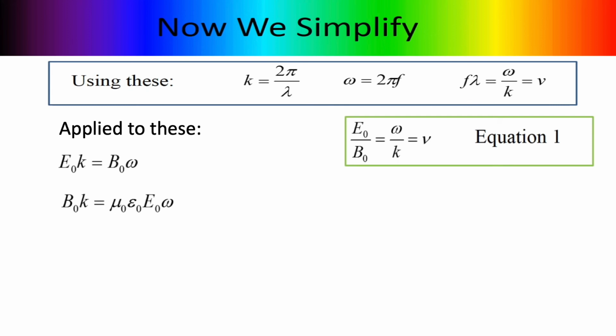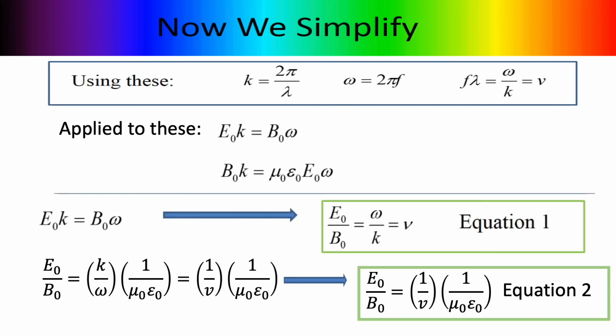Now let's look at the bottom equation. So this one's also pretty simple. We're going to divide E sub 0 by B sub 0, and you can kind of see where we're going here. We're going to equate it with equation 1 when we're done. And so if we divide, this is what we get. So dividing through and simplifying, we see that E sub 0 over B sub 0 from equation 2 gives us 1 over the speed of the wave multiplied by the constants 1 over mu sub 0 epsilon sub 0.